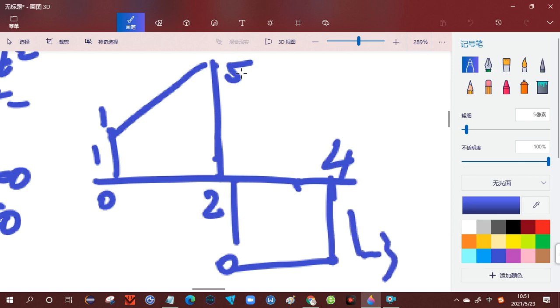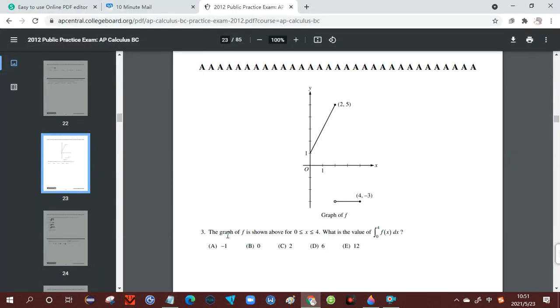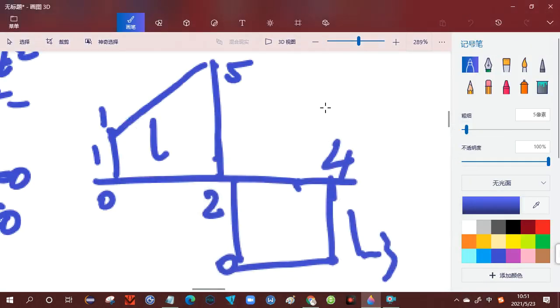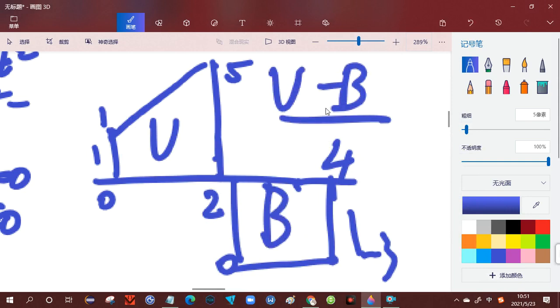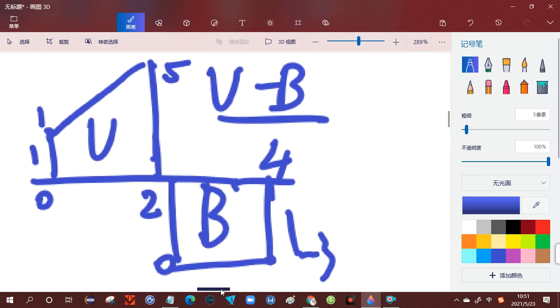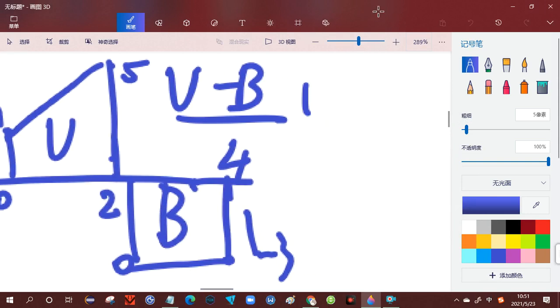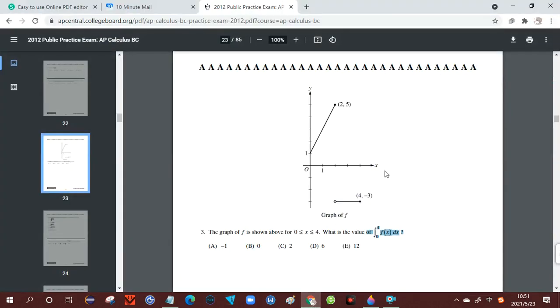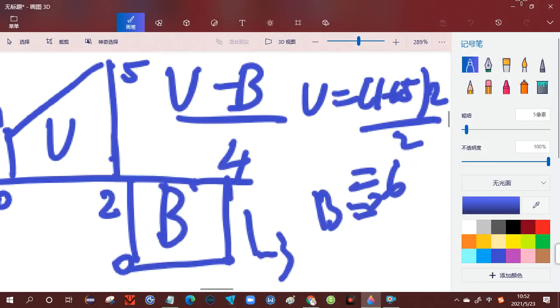To calculate the integral of f(x), which is the area, we need to calculate the upper part and the bottom part, and subtract the bottom part from the upper part. The upper part is equal to 1 times 5 times 2 divided by 2, which is 5. And the bottom part is equal to 3 times 2, which is 6. So our final solution is going to be 0.